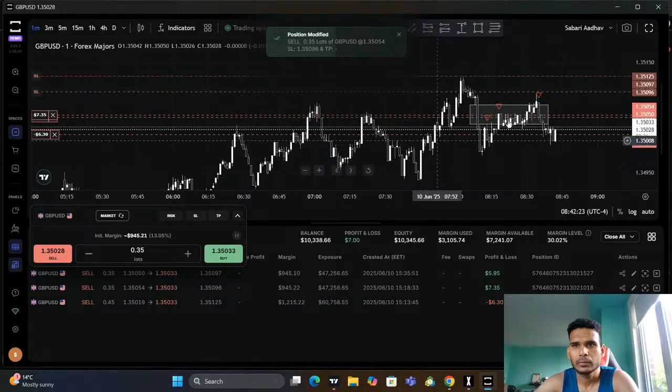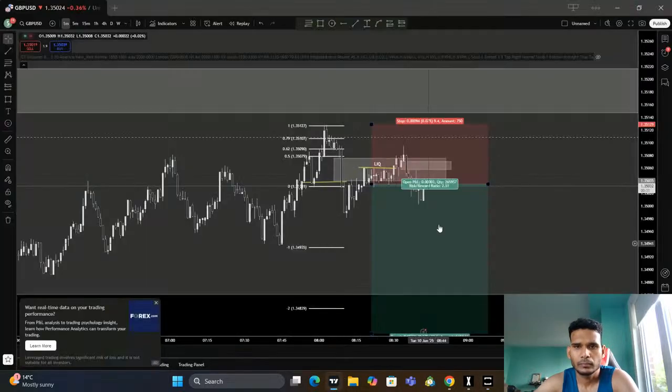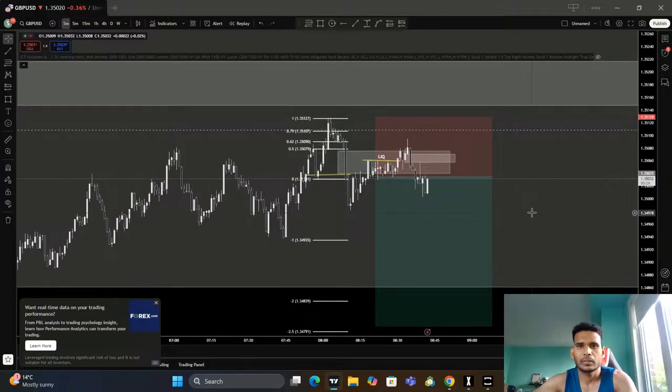Then the stop moves next time. So if it works, it works. If not, it's not. That's it.